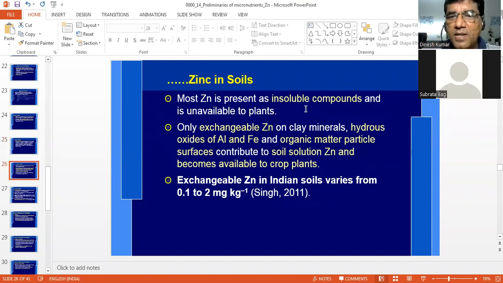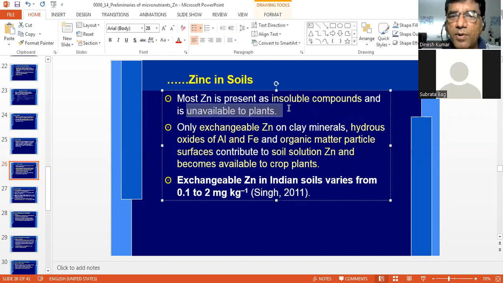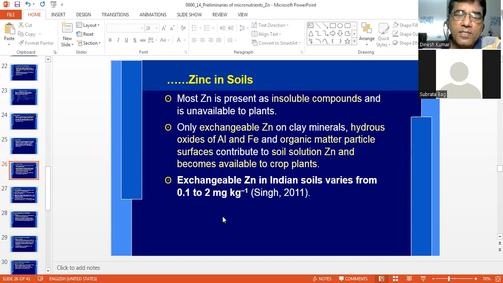Most zinc is present in insoluble compounds and is unavailable to plants. So it is a question of availability also. Only exchangeable zinc on clay minerals, or it may be on hydrous oxide of aluminum and iron and organic matter particle surfaces contribute to the soil solution zinc and becomes available to the crop plant. Means this exchangeable zinc is available and it can easily become part of soil solution. So we need to see what proportion of total zinc in soil is in exchangeable form. So exchangeable zinc in Indian soils varies from 0.1 to 2 milligram. So you can see 0.1 to 2 milligram.